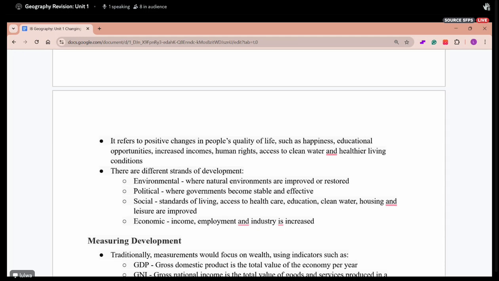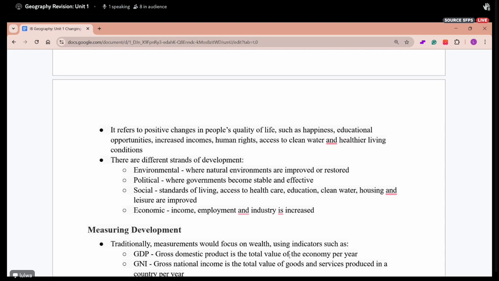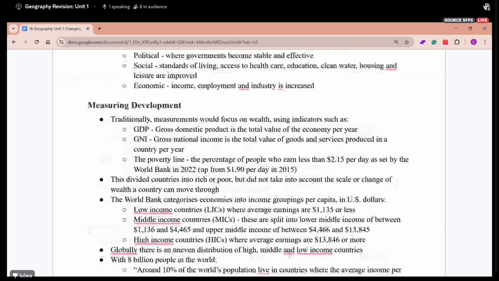There are different strands of development, as you can see here. Environmental, where natural environments are improved; political, where the government is more stable; social, where standards of living are improved; and economic, where you have better income, employment, and industry. There are different ways to measure development, of course. There are the traditional three ways, which are GDP, GNI, and the poverty line.